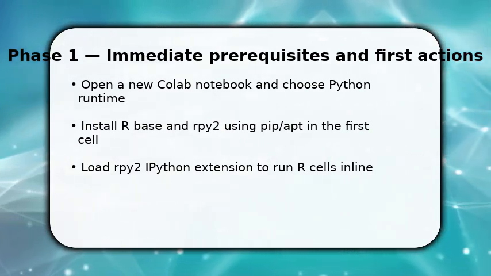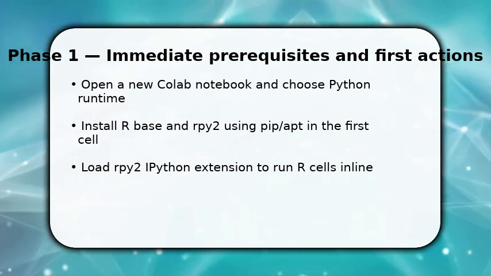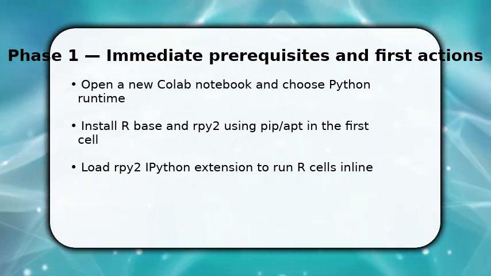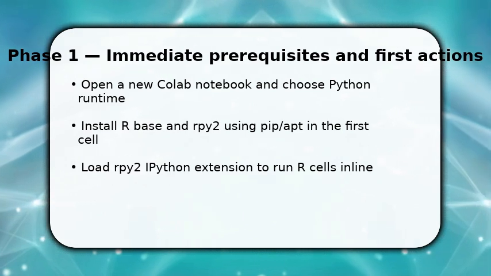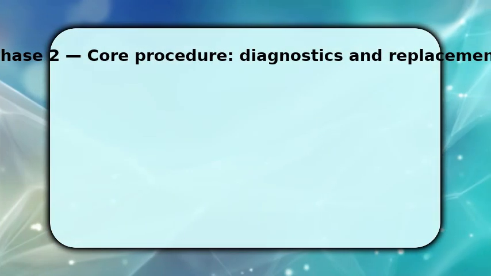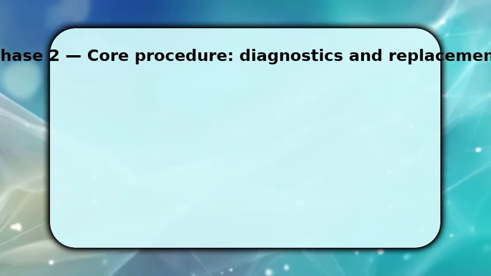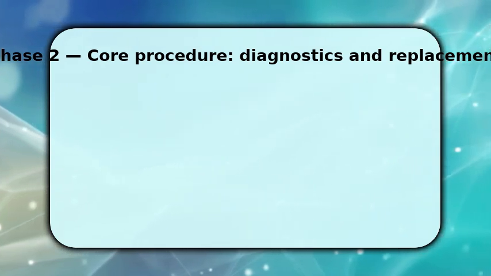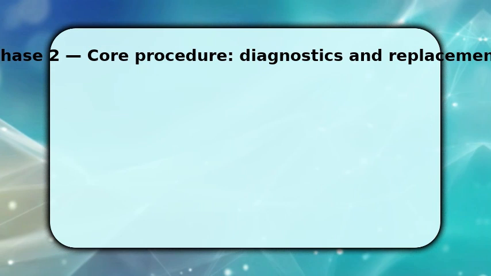I'll explain why. RPY2 manages communication between Python's kernel and R, keeping results seamless and reproducible. Now run R code inline. Load the RPY2 extension, then start a cell with %% to execute R commands.